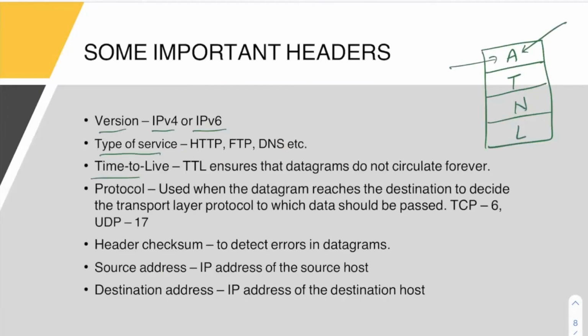Then you have time to live, in short form called TTL. This ensures that datagrams do not circulate forever. You have a lot of routers in between, a lot of routers in the network. What happens if the packet goes from this router to this, to this, and again back to here? Sometimes it may happen that the datagrams keep circulating in the network itself. To prevent that, TTL is very useful.